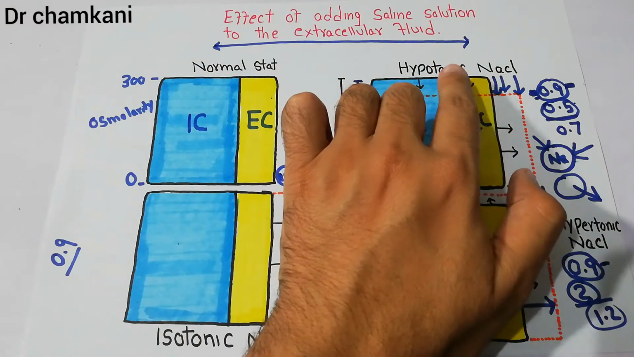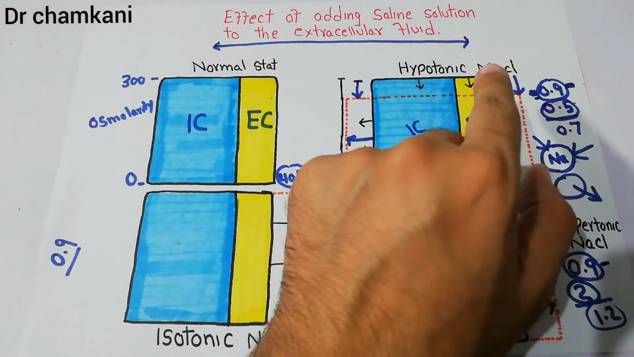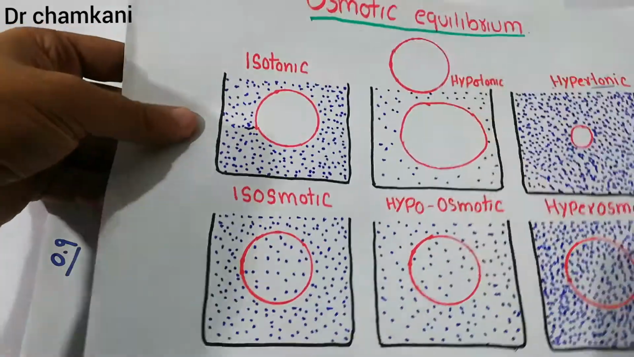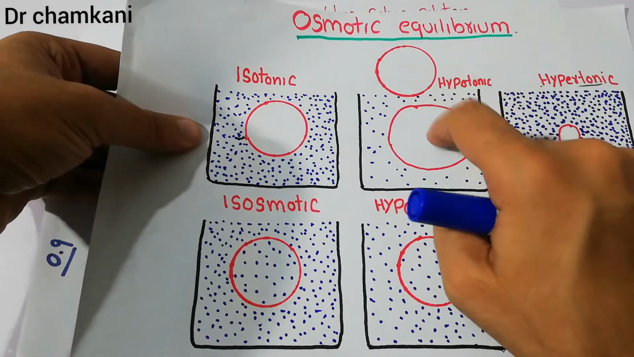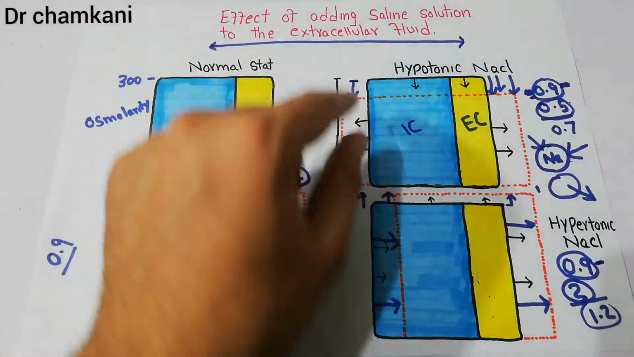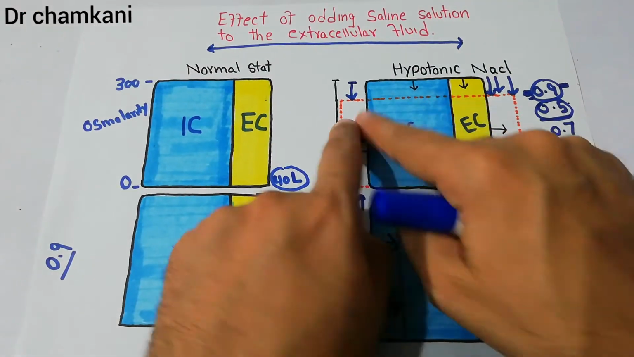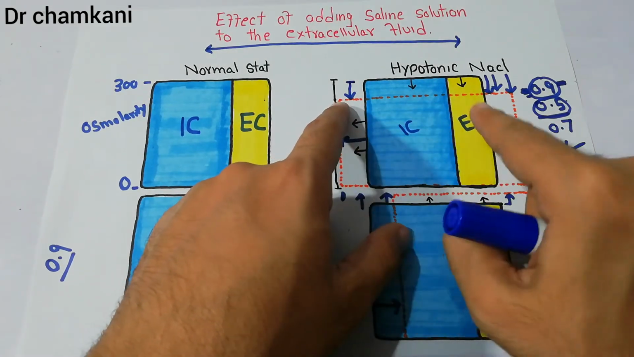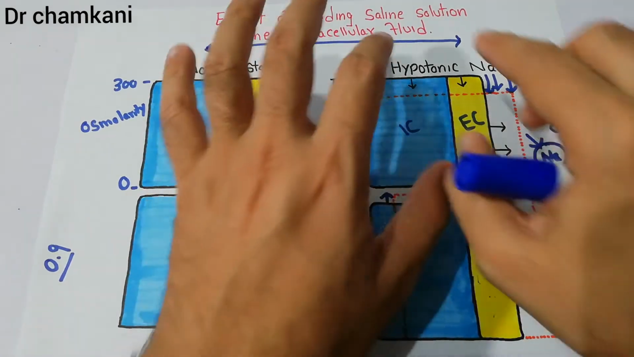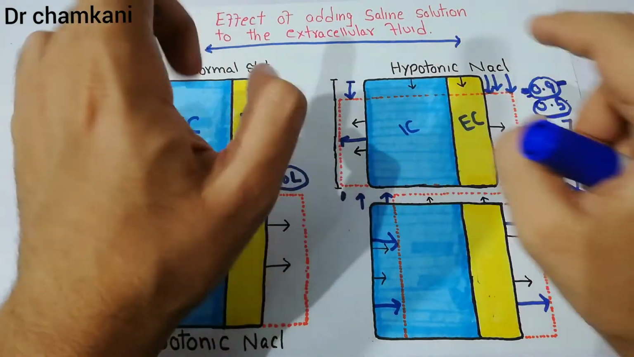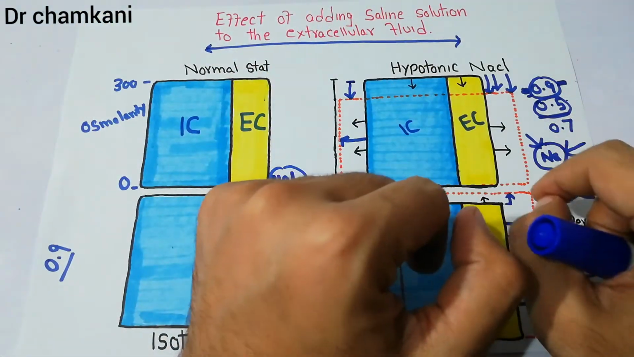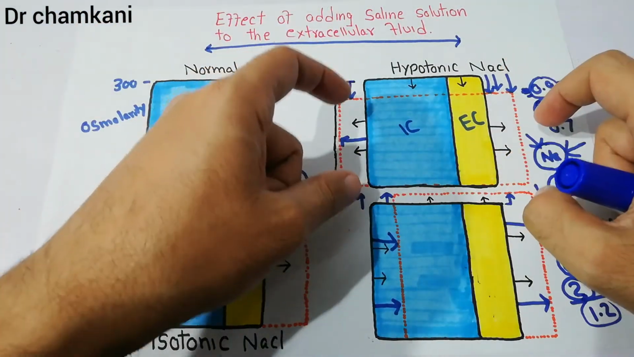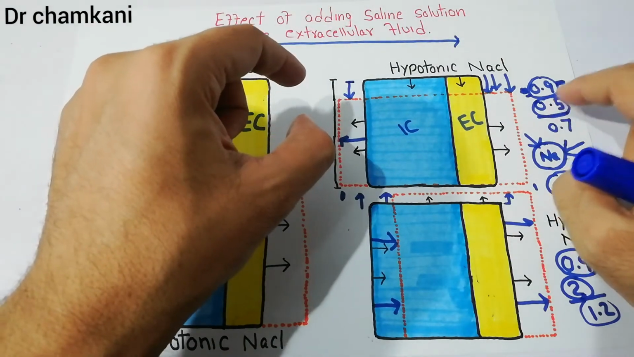If hypotonic saline is added, we see that there is movement of fluid inside the cells. So there is an increase in size of the intracellular fluid as well as the extracellular fluid, and overall there is a decrease in the osmolarity of the intracellular and extracellular compartments. The osmolarity of both the compartments decreases because of the addition of hypotonic fluid.